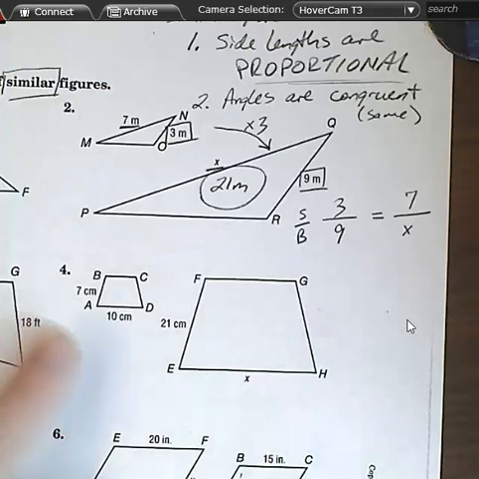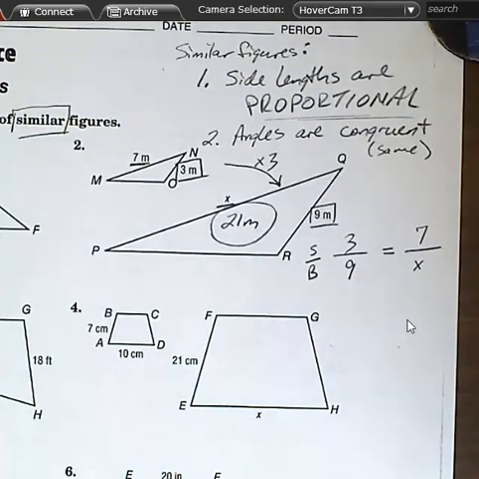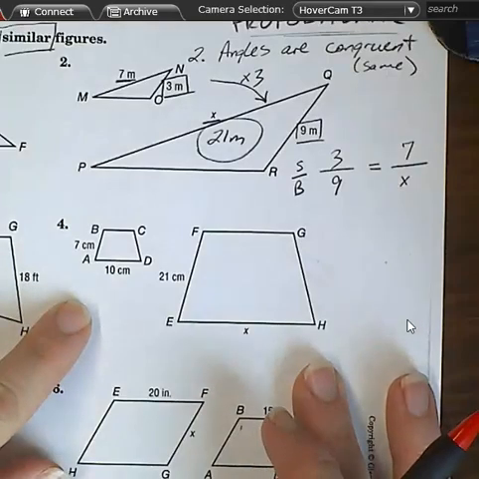4 then is still a similar figure, which means we know it's proportional. Your first step is always to figure out which sides are corresponding. So someone different, raise your hand and tell me which sides do I know that are corresponding to each other on 4, and how do you know? Raylyn.